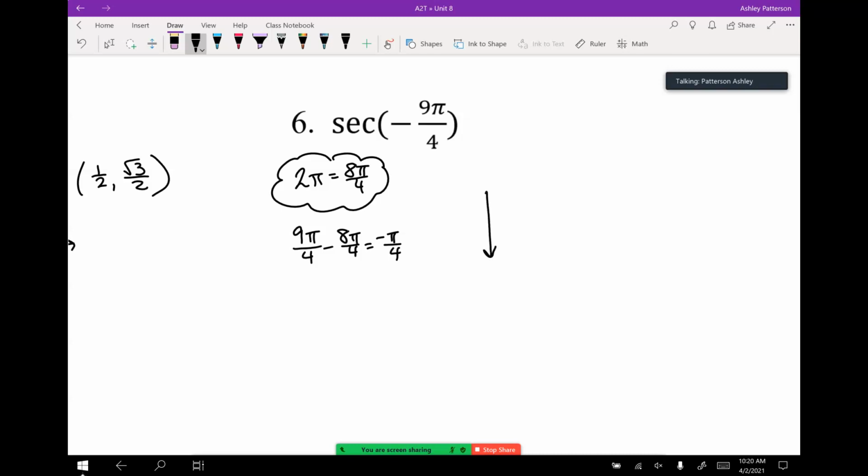That lands us in the fourth quadrant. Let me draw it real quick. In the fourth quadrant, cosine and secant are positive. So if we are here, our reference angle is pi over 4. That means we're dealing with the coordinate of rad 2 over 2, comma, rad 2 over 2. In the fourth quadrant, your y values are negative. So taking the cosine of rad 2 over 2, flipping it upside down, we should end up with a positive rad 2.